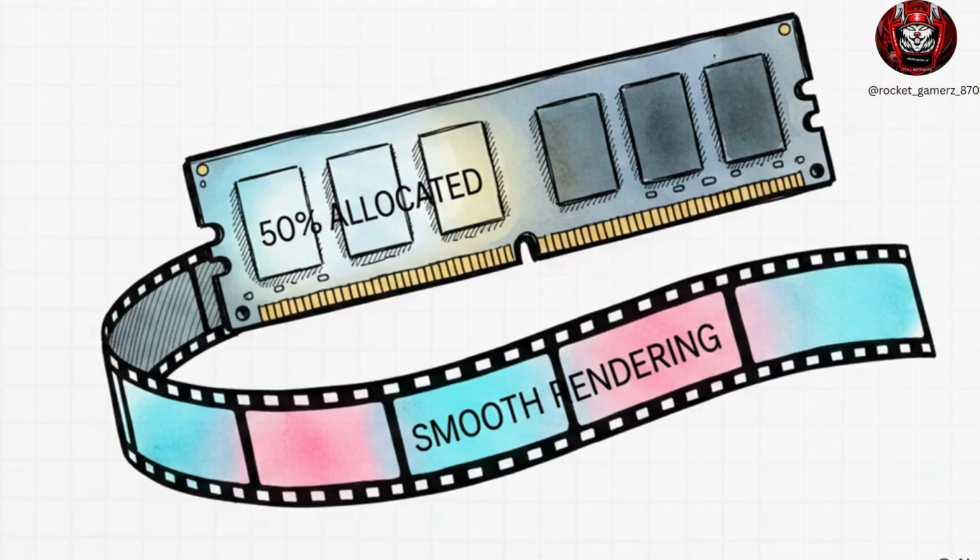Now, here is a crucial technical foundation that so many beginners completely skip over: memory allocation. You absolutely must allocate half of your computer's total RAM to your installation. So if you have 32 gigs, assign 16. This ensures your beautiful cinematic renders don't end up crashing your computer halfway through the export.